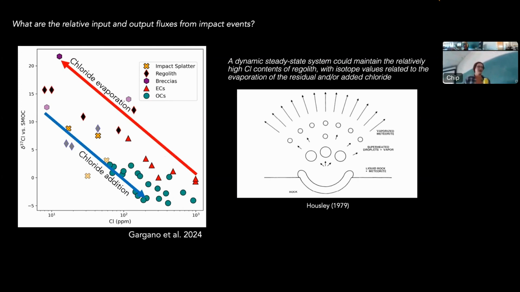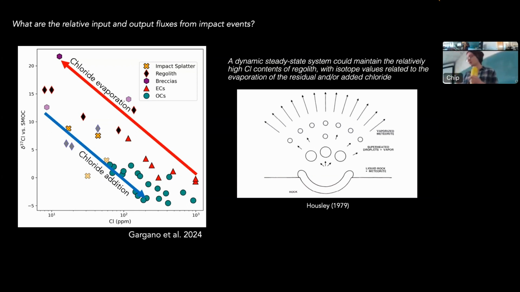And I think what we can generally say here is that we have a dynamic steady state system where a regolith is both gaining chlorine and losing chlorine and fractionating it based upon what it is losing it from. So the steady state system is characterized by the evaporation of the residual and/or added chloride, basically mixing along the fractionation and mixing with more chondritic-derived chlorine.